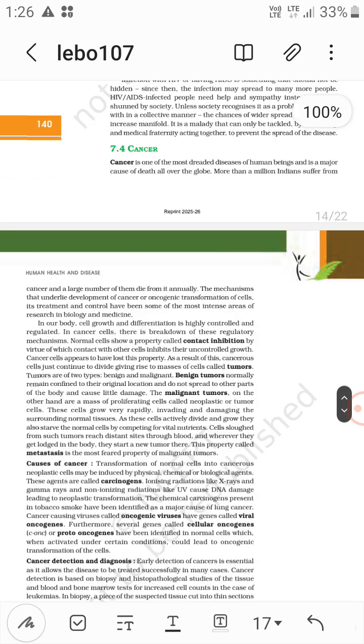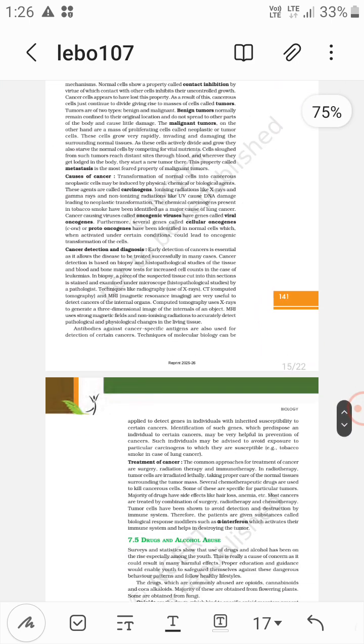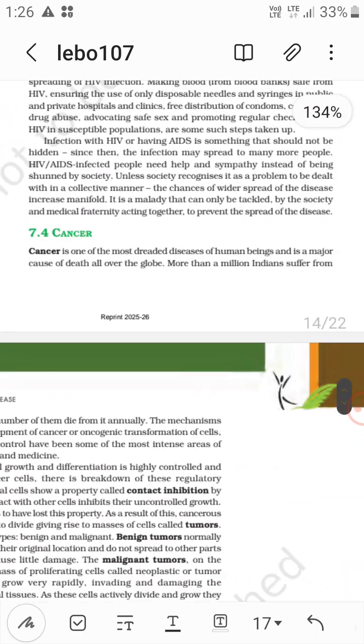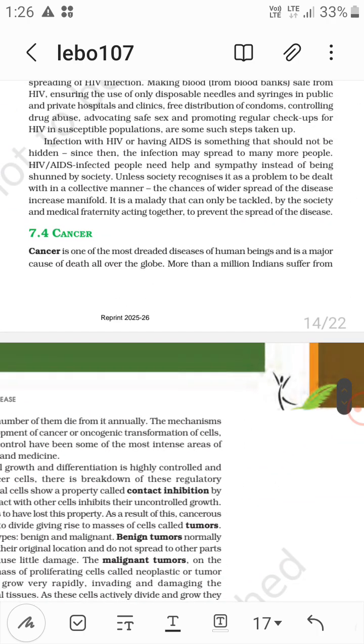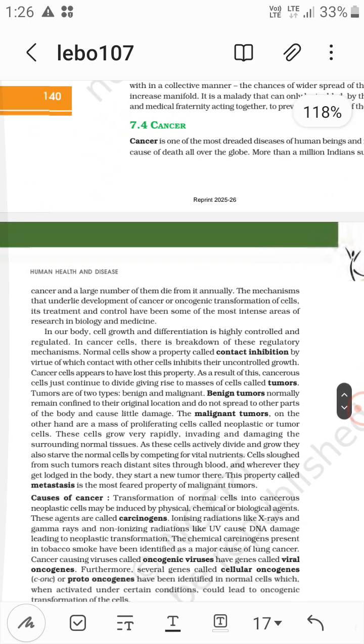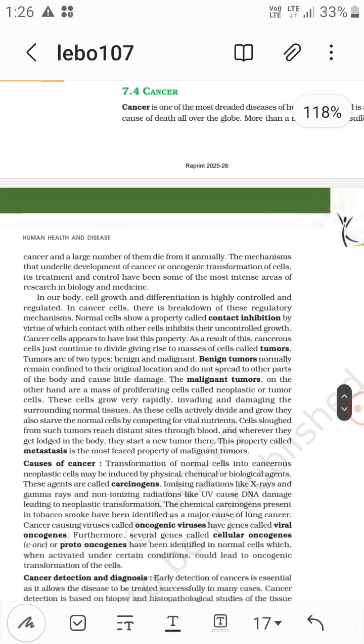Now we are going to study cancer. So what is cancer? Cancer is one of the most deadly diseases of human beings and is a major cause of death all over the globe. More than 1 million Indians suffer from cancer, and a large number of them die from it annually.